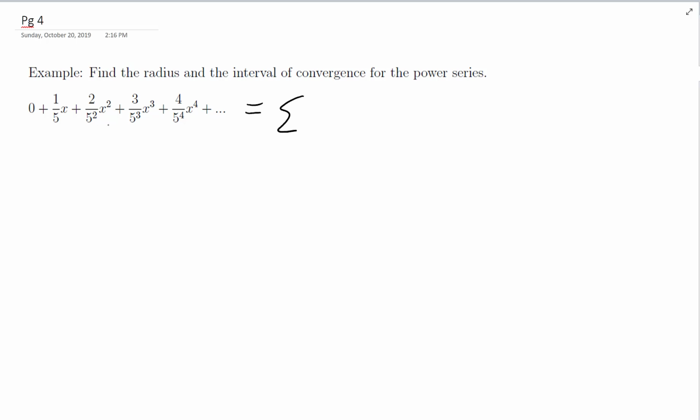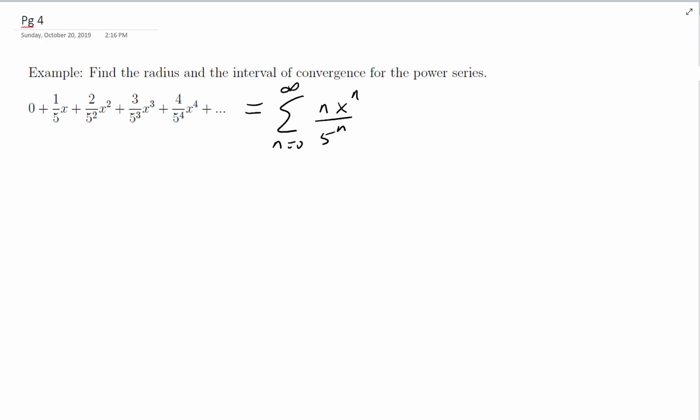I see an x squared, x cubed, x to the 4th, 5 squared, 5 cubed, 5 to the 4th, 1, 2, 3, 4. And so I see that this is going to be n x to the n over 5 to the n. Index starts off at 0, and I get n equals 0 to infinity. So that is my power series.